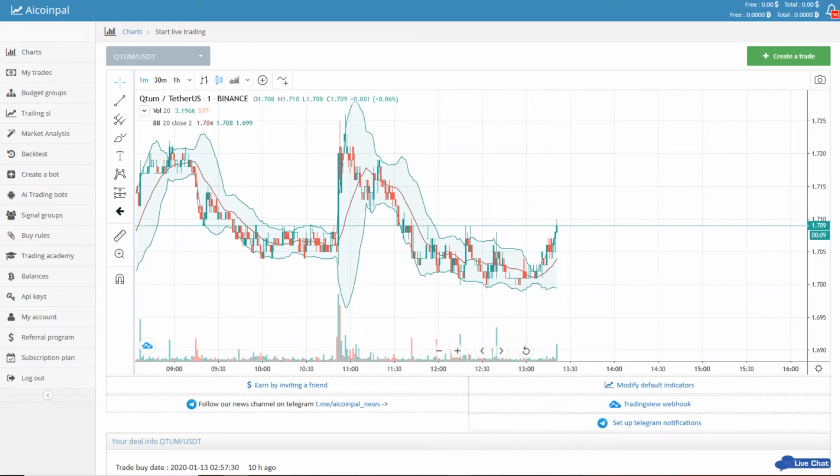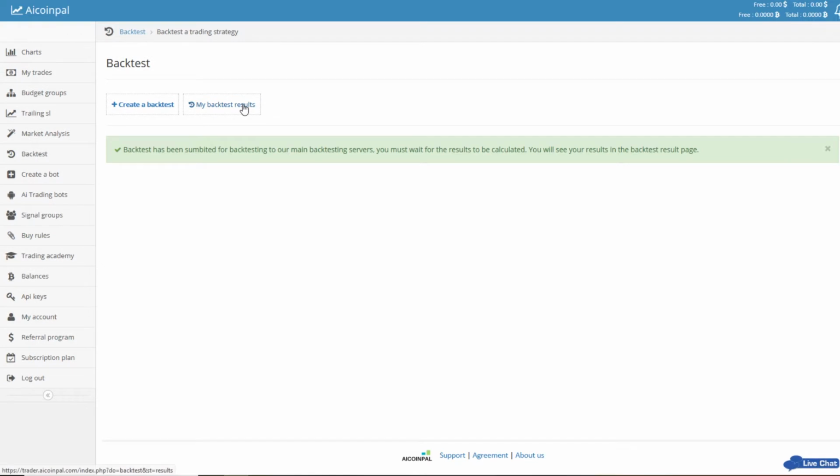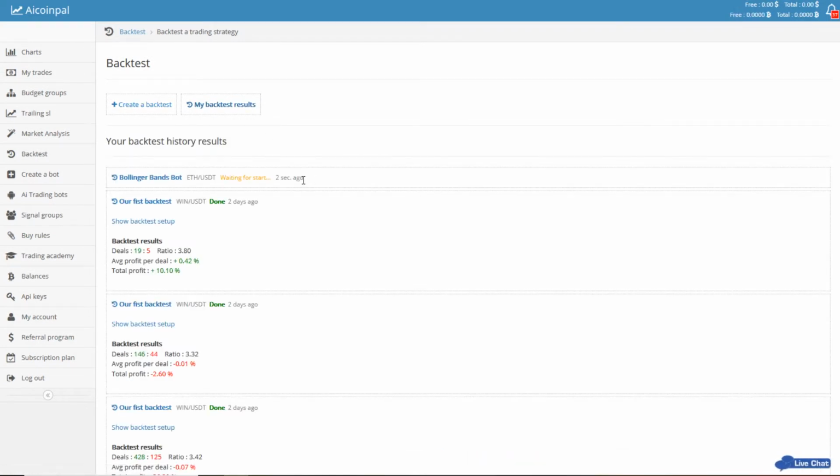So we are back at the Bollinger Bands state, 15 minutes time frame, below minus 100 means below the Bollinger Bands line as we saw, and we will just submit the backtest. Now we need to wait for the backtest to finish, but as we saw in the previous videos, it takes around 1 to 5 minutes. While it is loading, we will look at the charts.